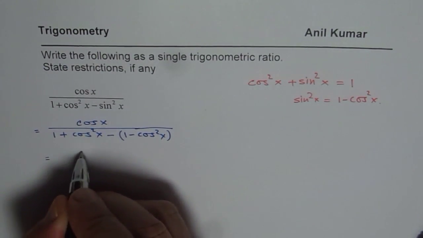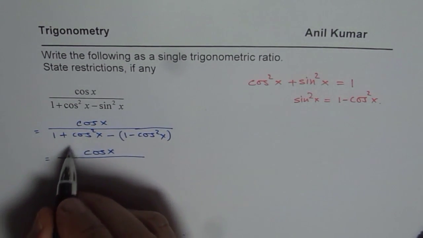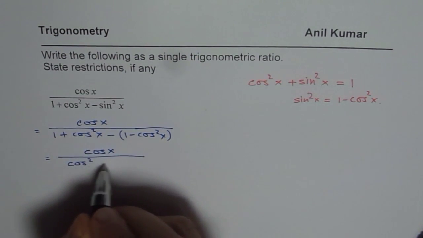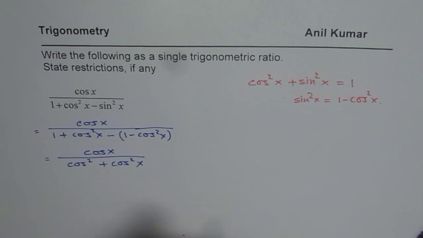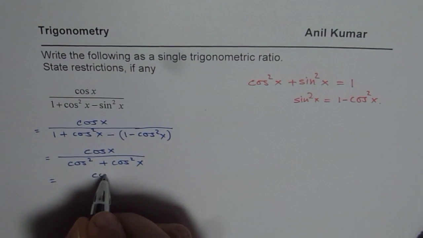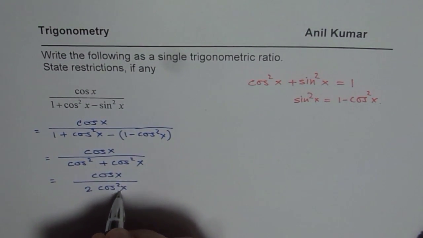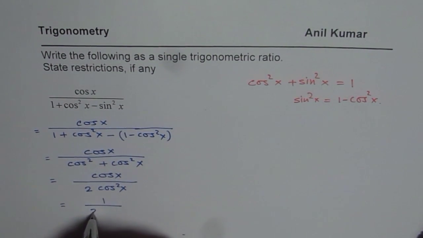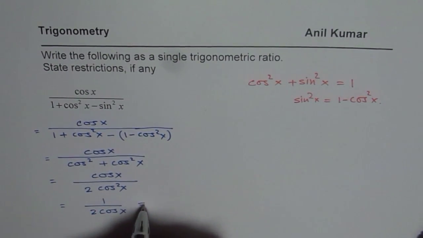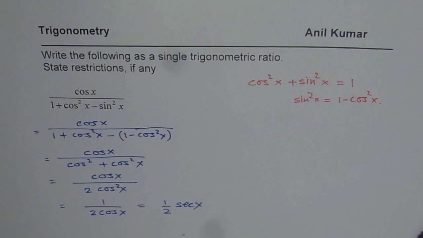So we get this as cos x divided by, if I open the bracket, cos square x plus cos square x, correct? 1 minus 1 is 0. Now that could be written as cos x times 2 cos square x. Now cos x and cos x cancel out, so we get 1 over 2 cos x. This could be written as half secant x. So that is how we can simplify our expression, right?